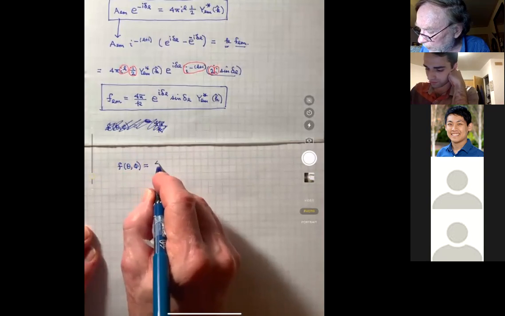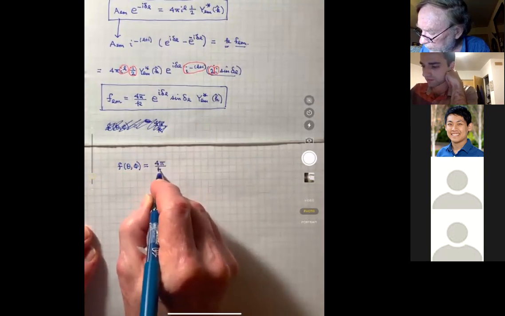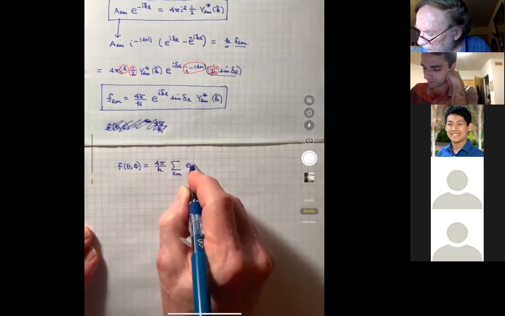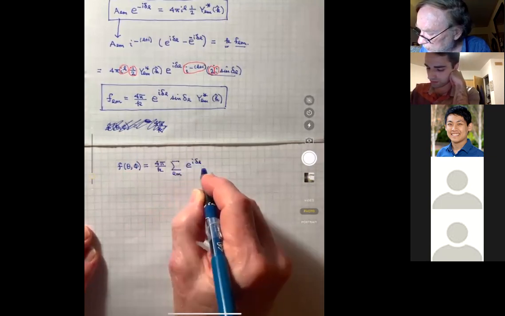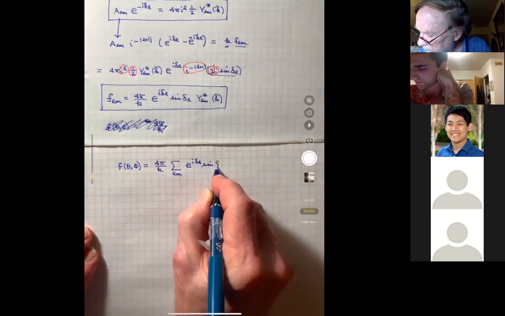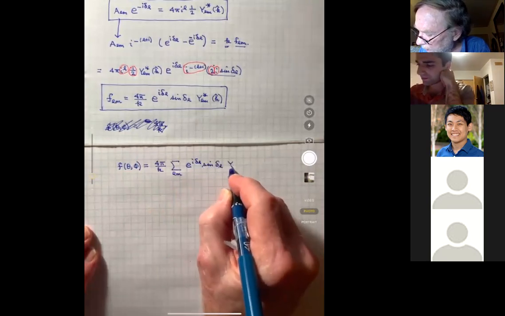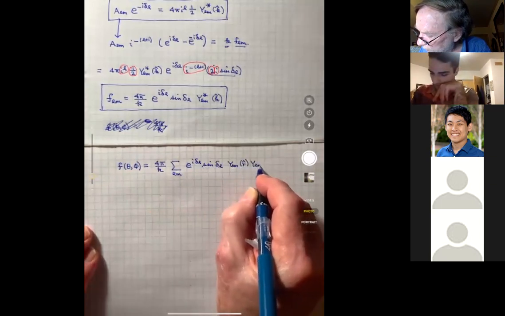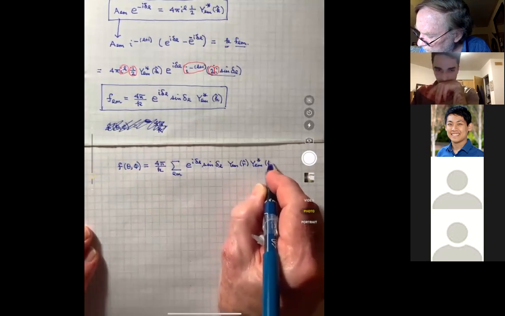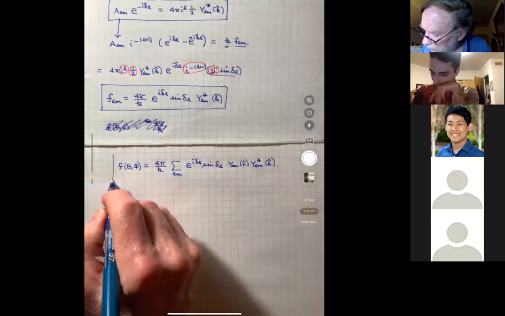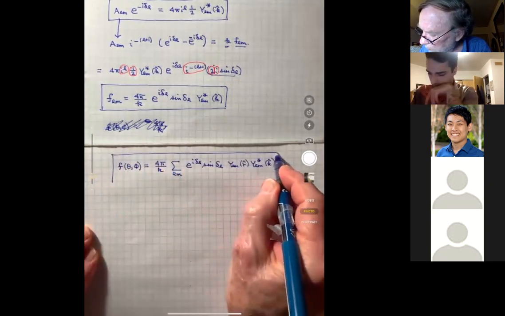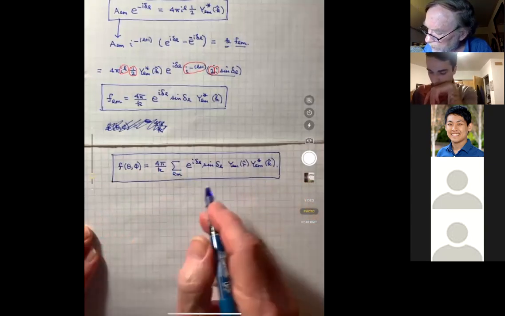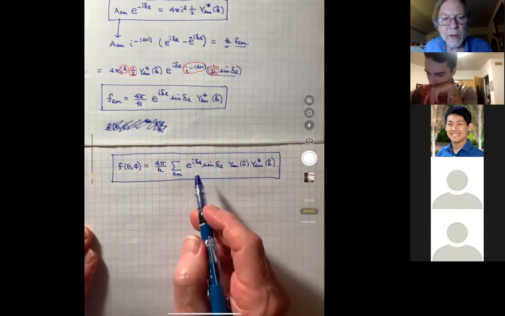So it's going to be 4 pi over K. I'll take that out. The sum on L and M. And then we have e to the i delta L times sine delta L times YLM of r hat times YLM complex conjugate of K hat. And let me box that, because that's in effect the solution for the scattering amplitude expressed in terms of these parameters, these delta L's, which are these phase shifts.